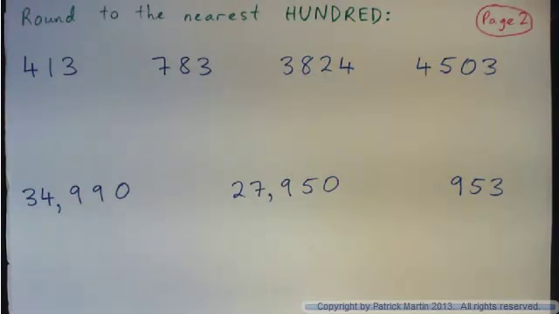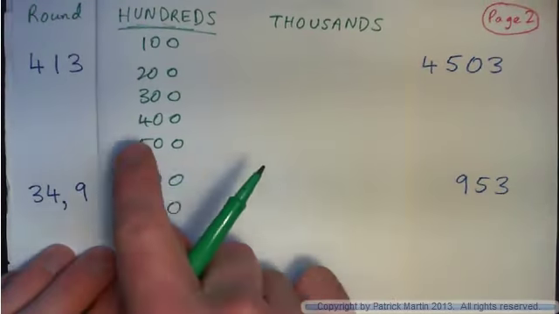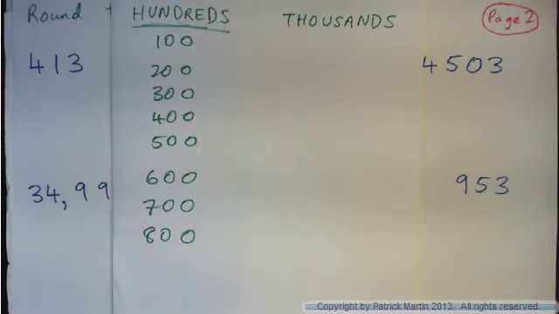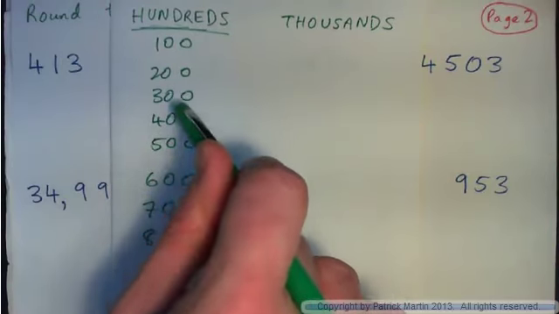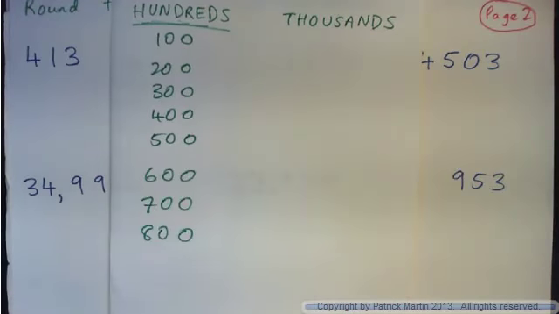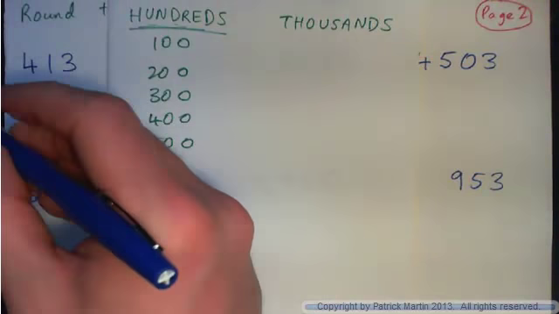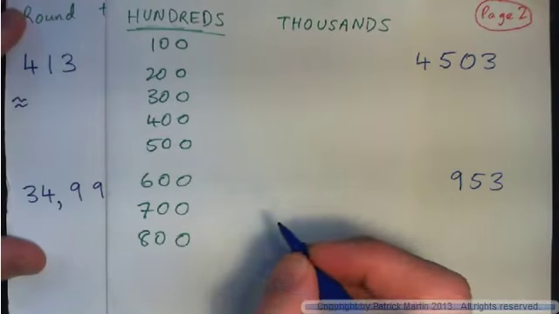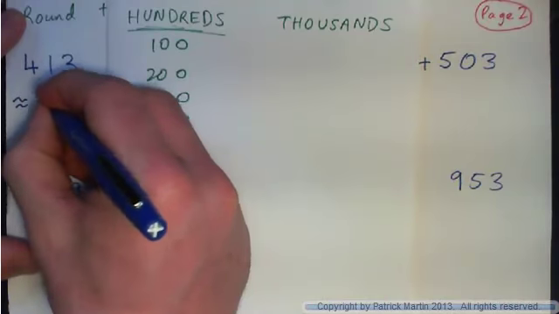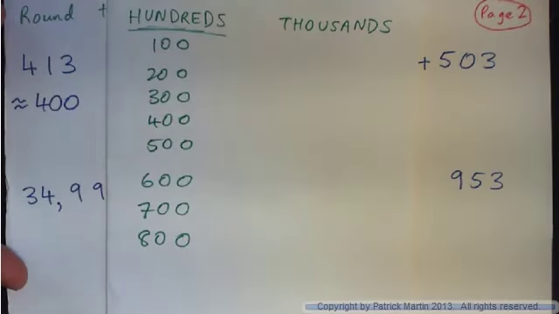So I'll just take the tens out of here for now. Okay, so these are my hundreds. Which of these is it nearest to? Is it nearest to 200? Or 300? Or 400? Or 500? Or 600? Or what? 413 is closest to 400. And so, that's the answer. That rounds to 400.